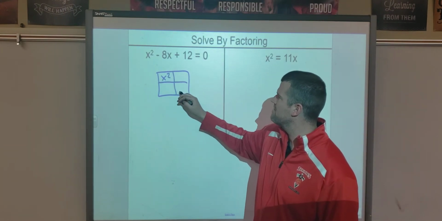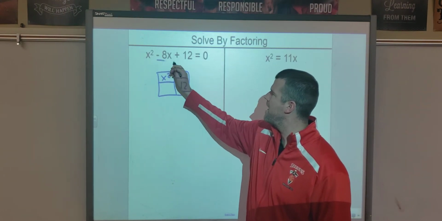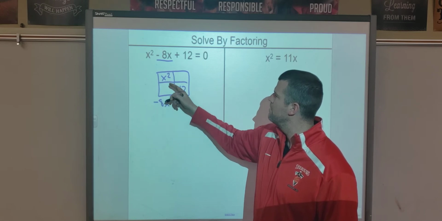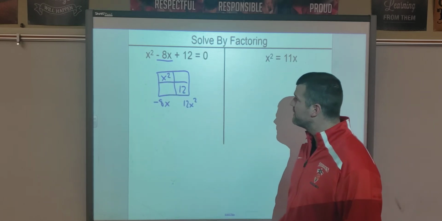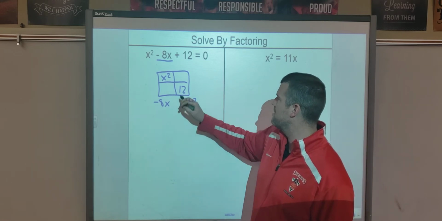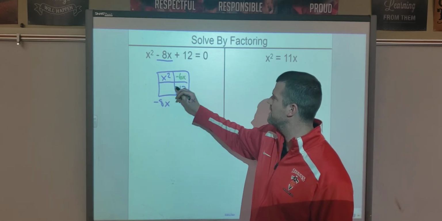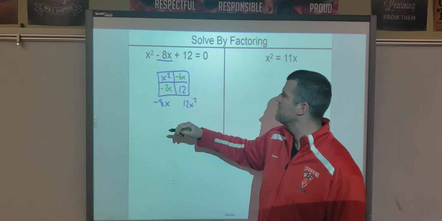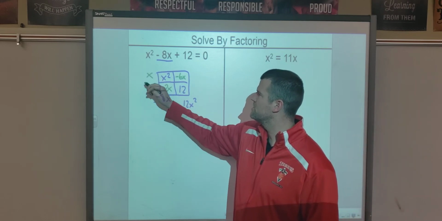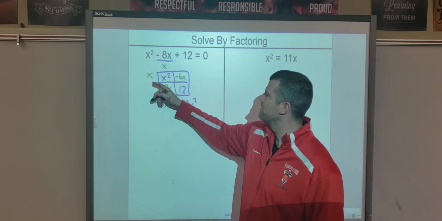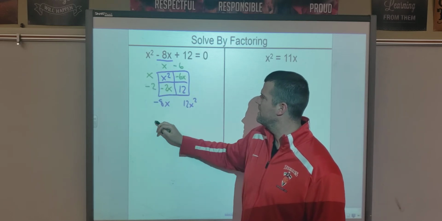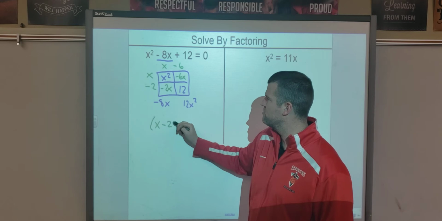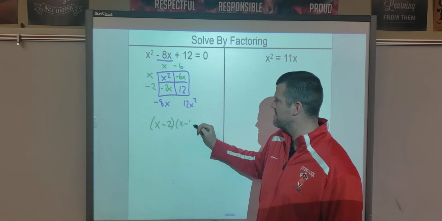First term, first box, last term, last box, add to the middle, multiply to 12x squared, and I figure out my 2 missing boxes are negative 6x and negative 2x. Factor out my top row, which is x, figure out what needs to go around the outside to get my box. And I end up with the factors of x minus 2 times x minus 6.